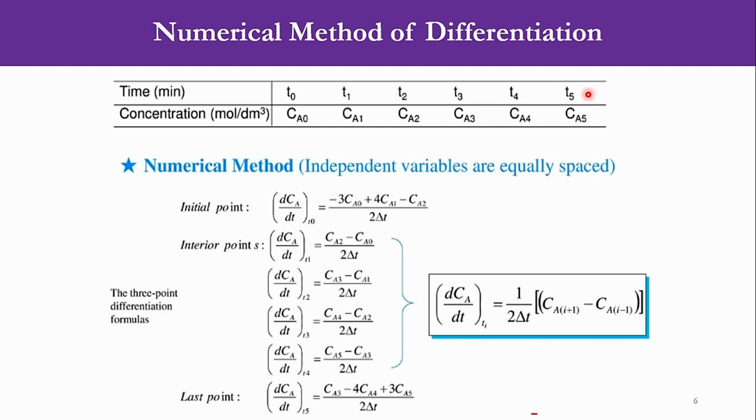So if there are, for example, 10 points, then the last parameter will take point numbers 8, 9, and 10, while the initial point will always take 1, 2, and 3.